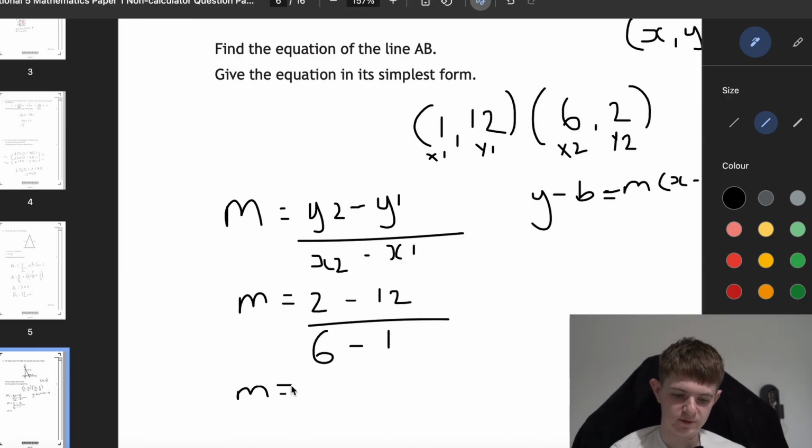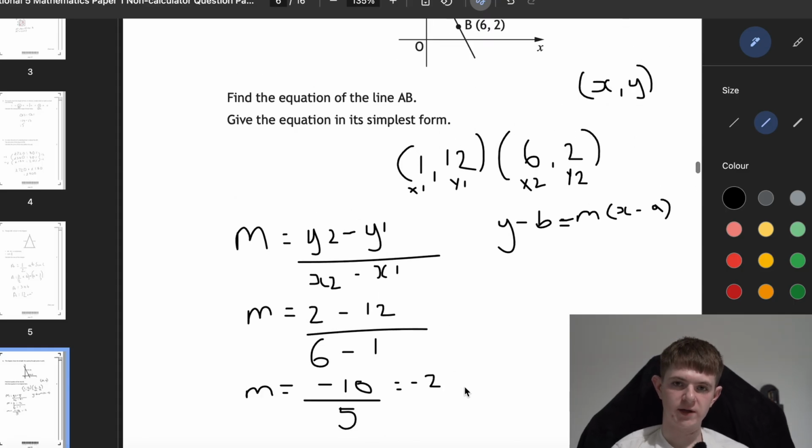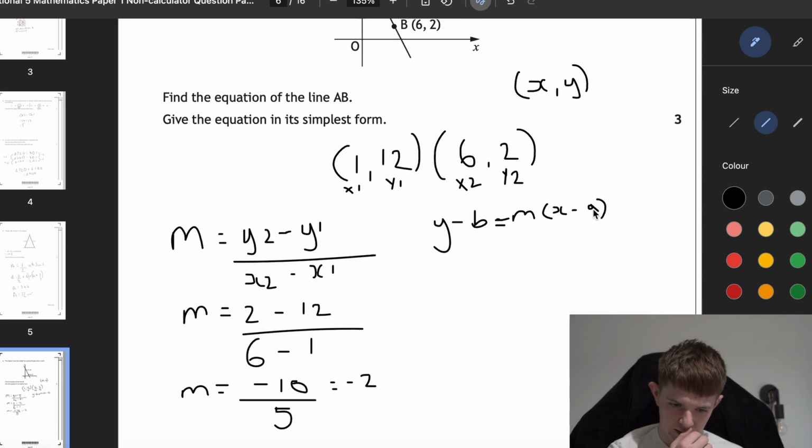So 2 take away 12 is going to get you -10. 6 take away 1 is going to get you 5. And 5 divided by -10, sorry, is going to get you -2. So see how that comes out? Pretty nice. It's non-calculator paper, so just watch out for that. So now we've got a gradient, we can now do part 2.